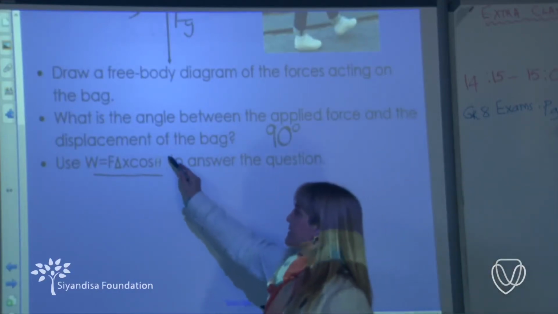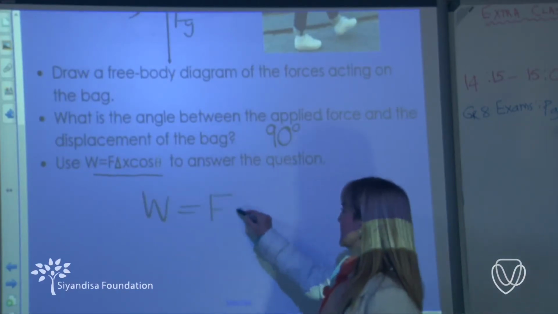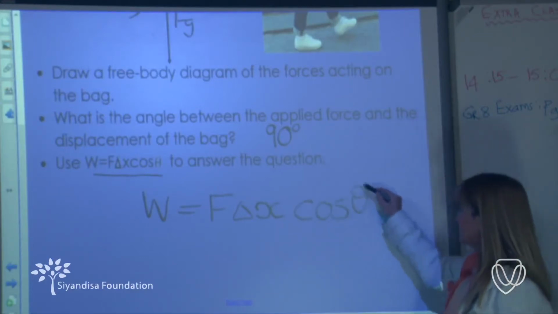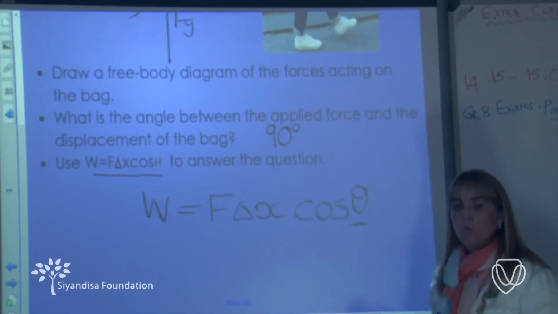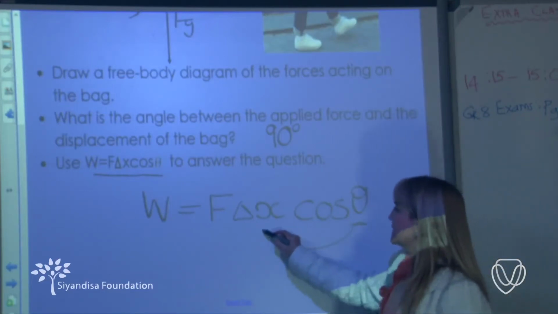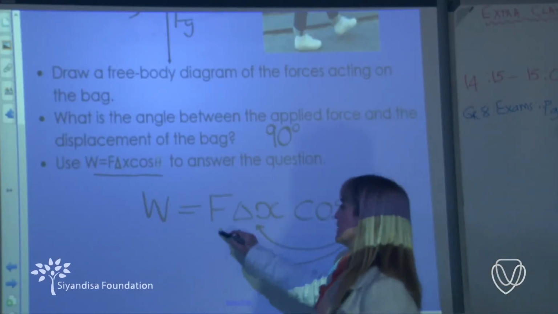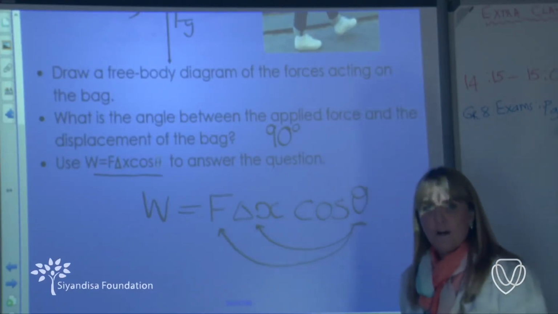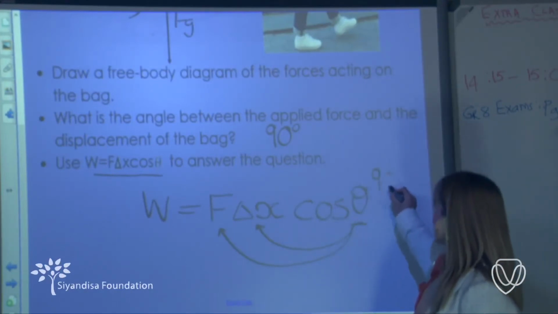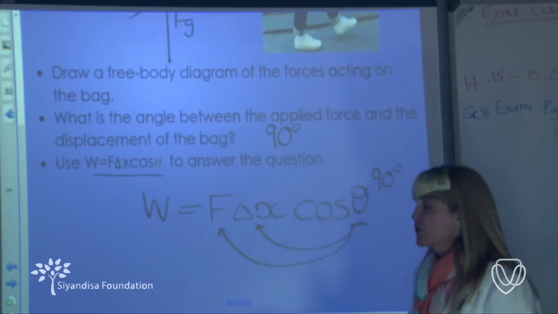The equation for work is W is equal to F delta X cos theta. Now, what is that theta? Let me just write this a bit bigger for you. W is equal to F delta X cos theta. Now, what is that theta? What does that angle refer to? That is the angle between the displacement of the object and the applied force that is doing the work on the object. So in this case, theta is going to be 90 degrees. That's why I got you to draw your free body diagram, so you could see that relationship.